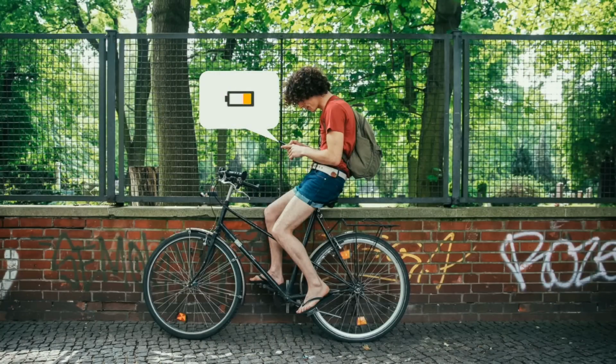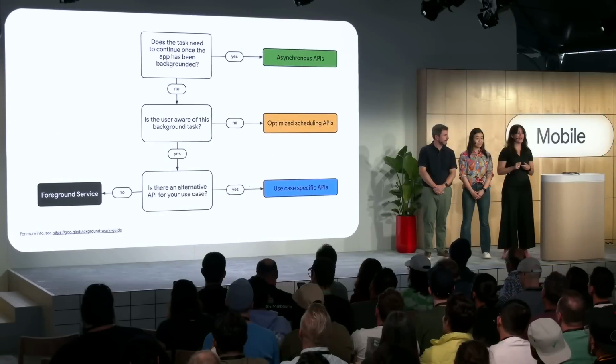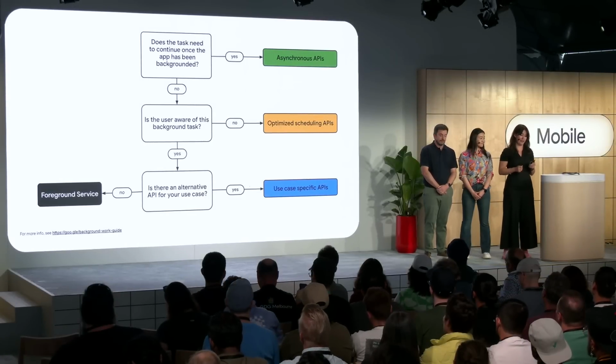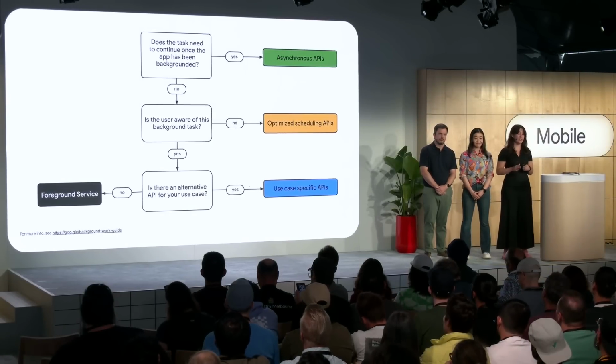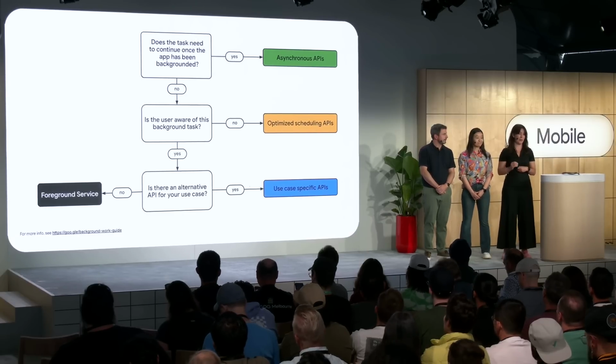In order to further preserve battery for your users, here's a flowchart to help you choose the appropriate APIs while maintaining system resources and power consumption. You should only choose a foreground service when you need the work to continue after the app has been backgrounded, and this work is either initiated by the user or the user is already aware of it. If there is an alternative API for your use case, then opt for use case-specific APIs.